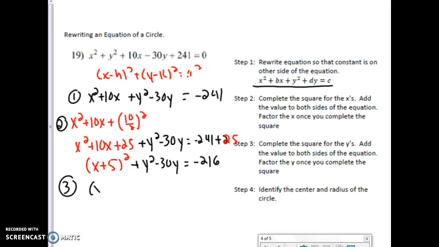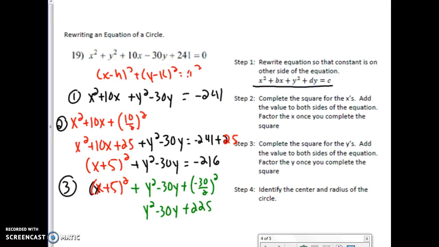So I have (x plus 5) squared. Now I'm going to do the same thing with the y's, plus y squared minus 30y plus (negative 30 over 2) squared. So that's the same thing as me saying y squared minus 30y plus 225. So I still know this is negative 216. Now I'm adding 225 to it. And I still have (x plus 5) squared.